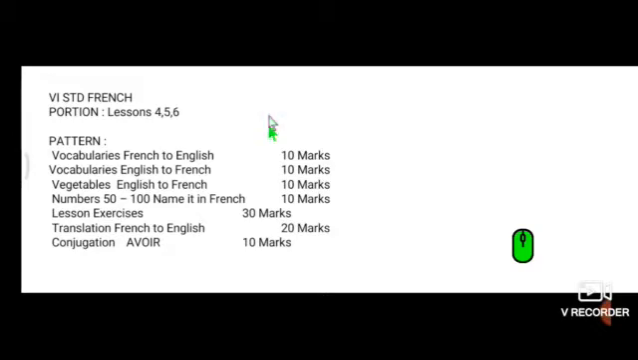Now, as I said before, your portion and pattern has been discussed. Based on this, you have to prepare. Okay, don't go to the book and prepare and come back and see this portion or pattern. Have this pattern in front of you when you start preparing for the exam. That's how you know what to prepare, and that is the way to get marks.